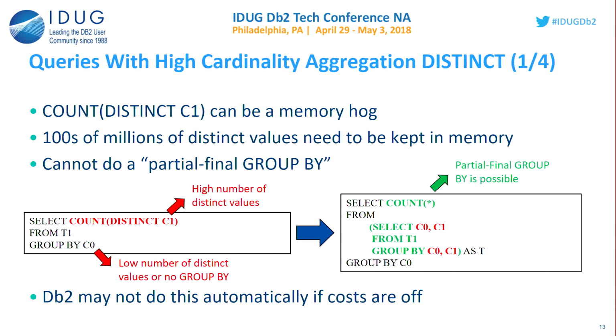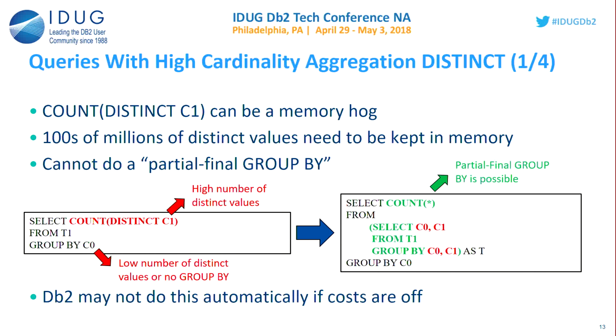Okay. So this is aggregation distinct. We are doing a count distinct. We want to find the number of distinct values in C1 and group by C0. In the row engine, we did a sort-based aggregation. So we sorted it on C0, C1, and then for each value of C0, we computed how many distinct values are there in C1. That's in row.